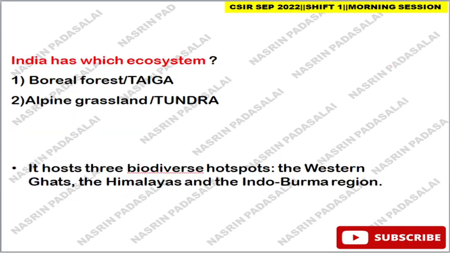to increase. Next, India has which type of ecosystem? India has alpine grassland, which is otherwise called tundra ecosystem. India generally consists of three biodiversity hotspots, friends: the Western Ghats, Himalayas, and Indo-Burman region. Taiga, another ecosystem, also called boreal forest, is generally present in America, Europe, and Asia. So the correct answer is alpine grassland or tundra.